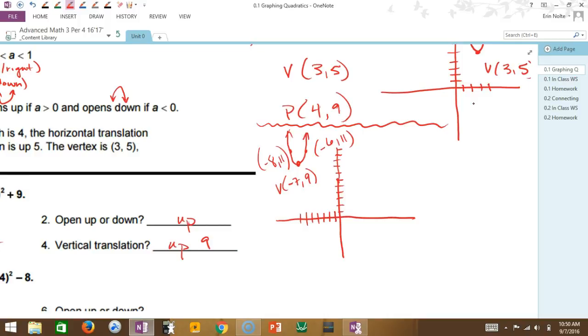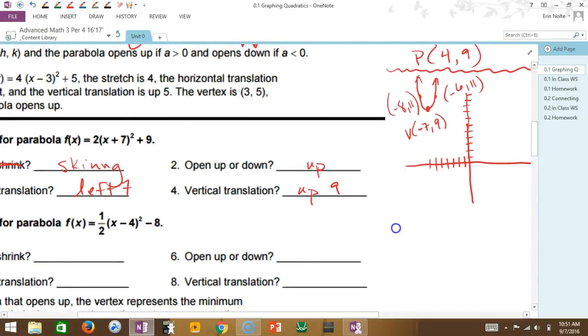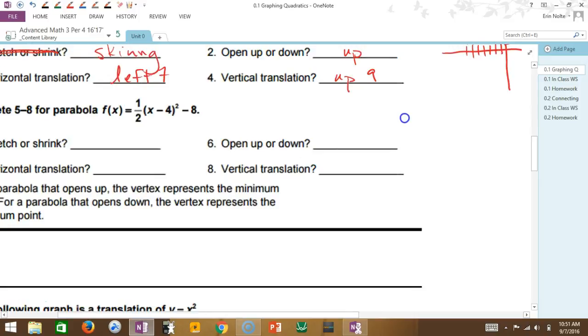Because I'm not saying those are the only points. There's an infinite amount of points that are on that graph. Mine are not the only 2 additional points you could have found. Did anybody find different ones? Okay. Just be aware, though, there's more points, right? You could have given me different ones. But those are the ones I'll probably be looking for.